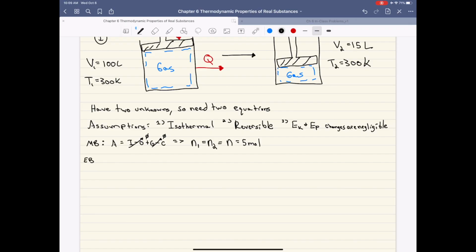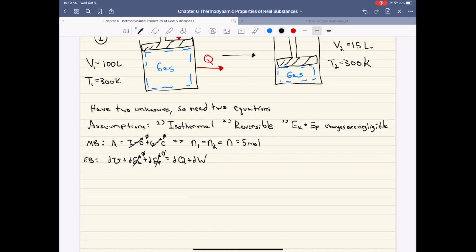For the energy balance, we have a closed system, and what we care about are both the initial and the final states. So we'll use the closed difference form of the energy balance. Don't care about changes in kinetic or potential energy.